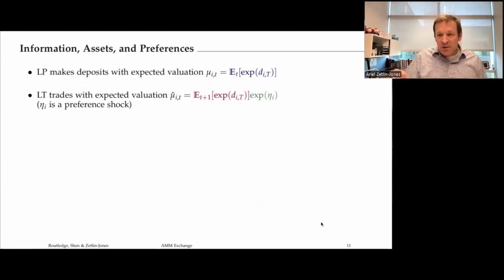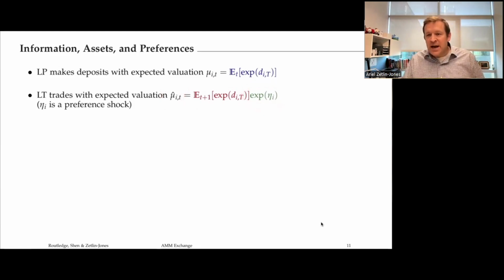Now, to make the problem interesting, and this comes back to Dali's question, why do you make this market? Why is there value here? Well, we assume the valuation of our trader, Bob, mu hat, depends on the news, the expected value of the terminal value, having learned the information, but it also depends on a private taste shock.